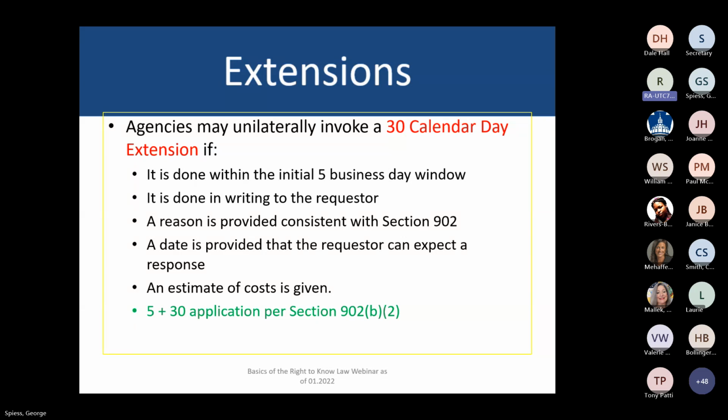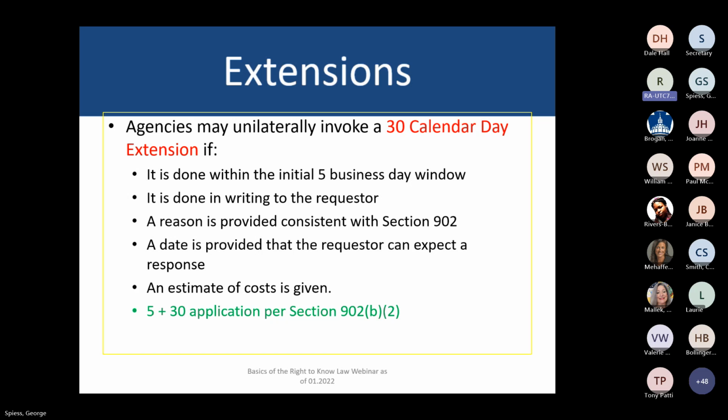All right. And the other condition is you need to notify the requester in writing that you're taking the extension. And if they submit it by email, you can email them back: we're taking an extension here. Then you need to provide them with a reason. Fortunately, in section 902, there are 6 reasons listed, and you simply choose the ones that are appropriate.